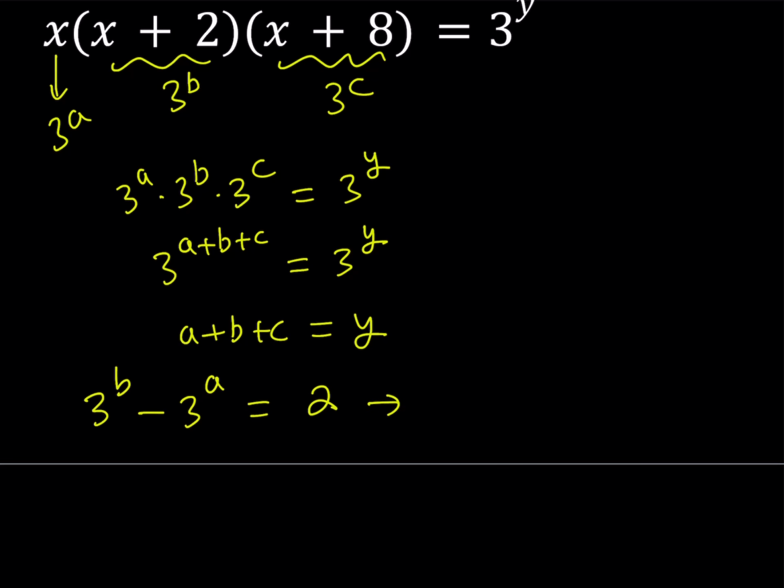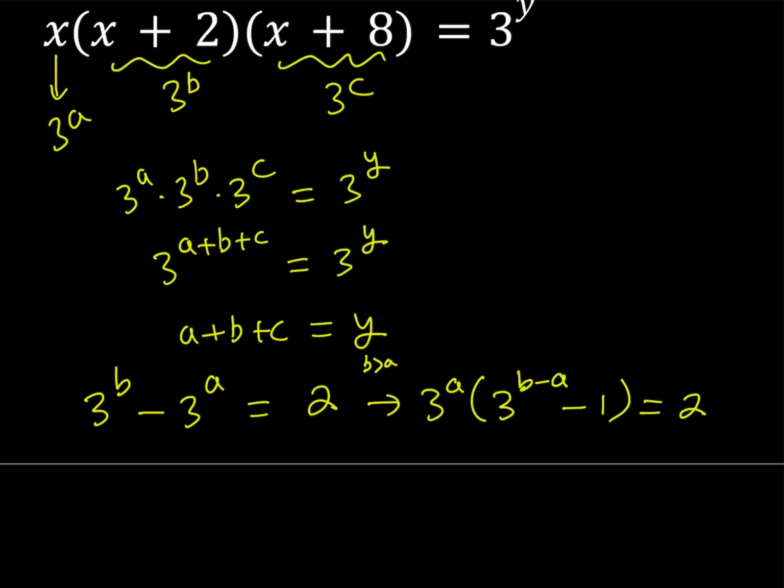Since the difference is positive, I can safely say that b is greater than a. So I can take out the smaller power, 3 to the power a, and inside the parentheses I get 3 to the power b minus a, minus 1. To get 3 to the power b by multiplying by 3 to the power a, I do need 3 to the power b minus a. Since b is greater than a, b minus a is positive, so this looks good. And this is equal to 2.